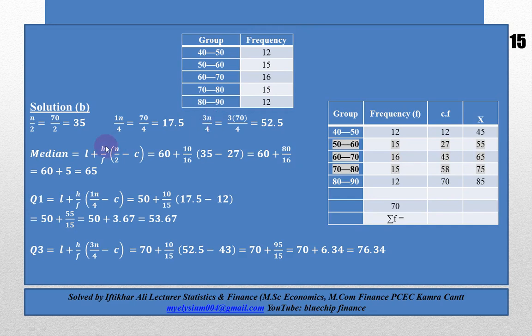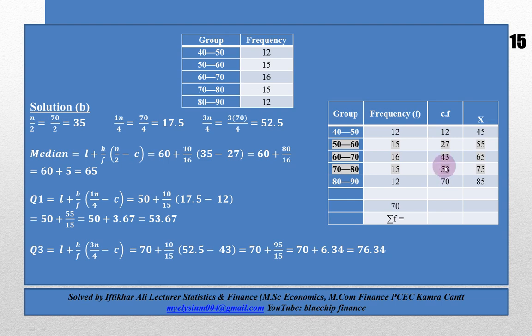What is the formula for median? L plus h over f times n over 2 minus c. There is no need to calculate the class boundaries because the upper boundary of the first class and lower boundary of the second class are equal. So simply we need the cumulative frequency: 12, 12 plus 15 is 27, 27 plus 16 is 43 and so on. And if the last cumulative frequency is equal to sum of f, then it means that your calculated cumulative frequencies are accurate.